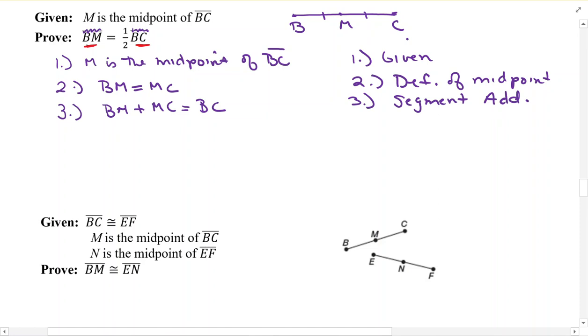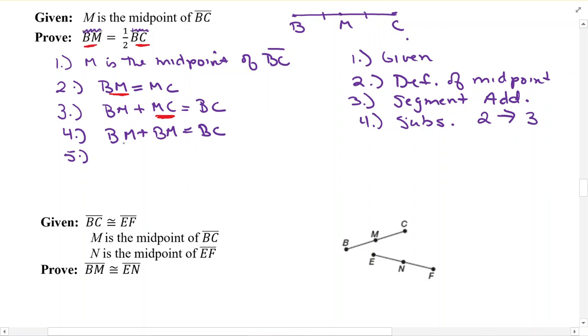Now my argument, or what I want to prove, only includes BM and BC, so I can replace this MC here with the BM. So I'm going to substitute that in. So BM plus BM equals BC, and that was substitution. And we took information from 2 and substituted into step 3.